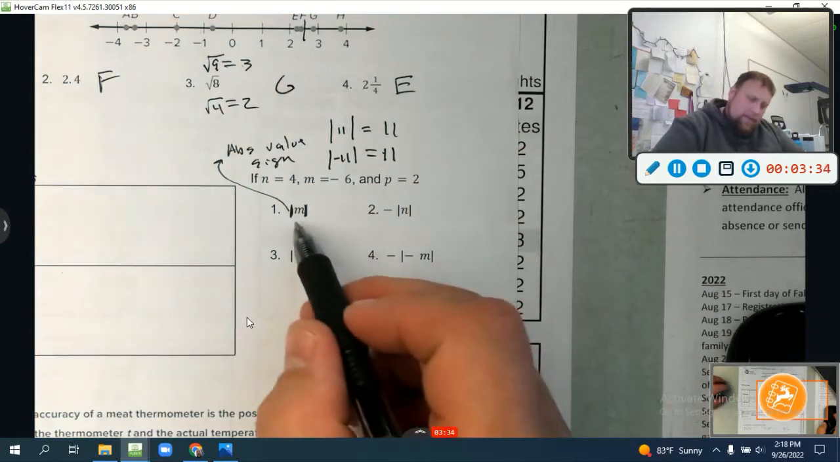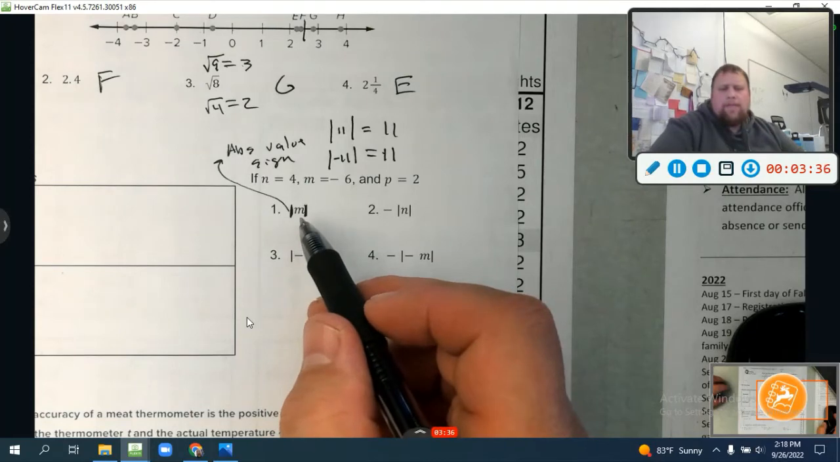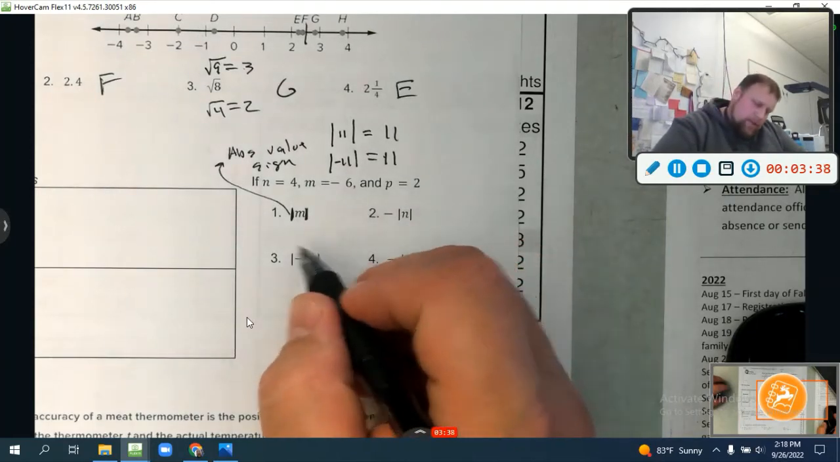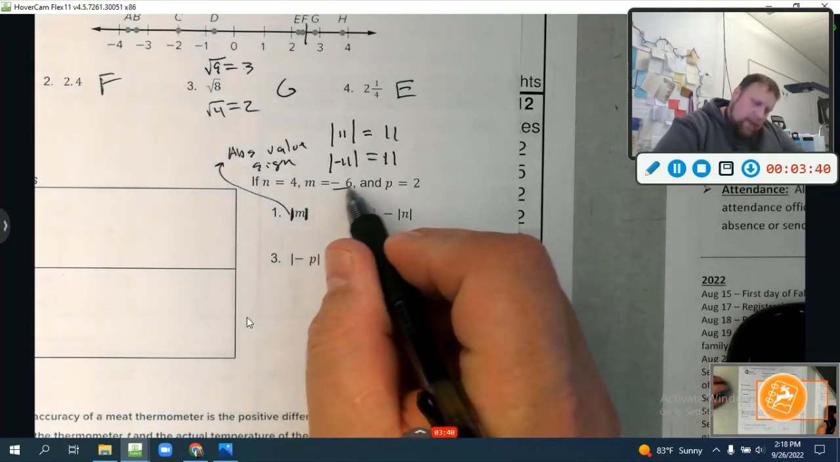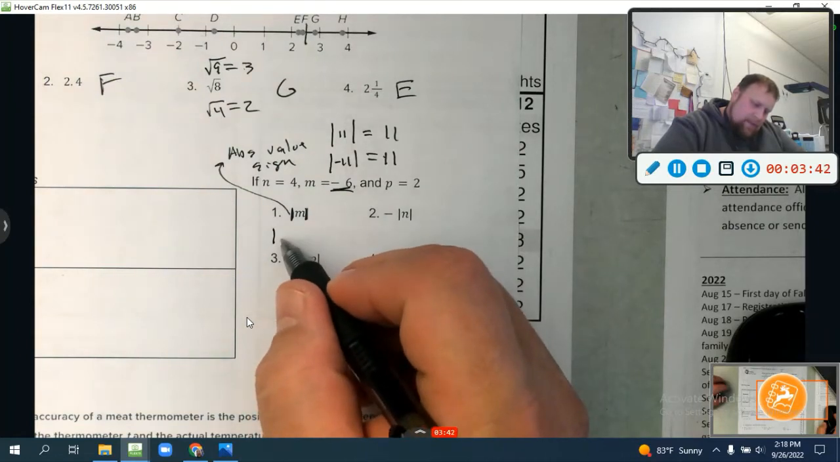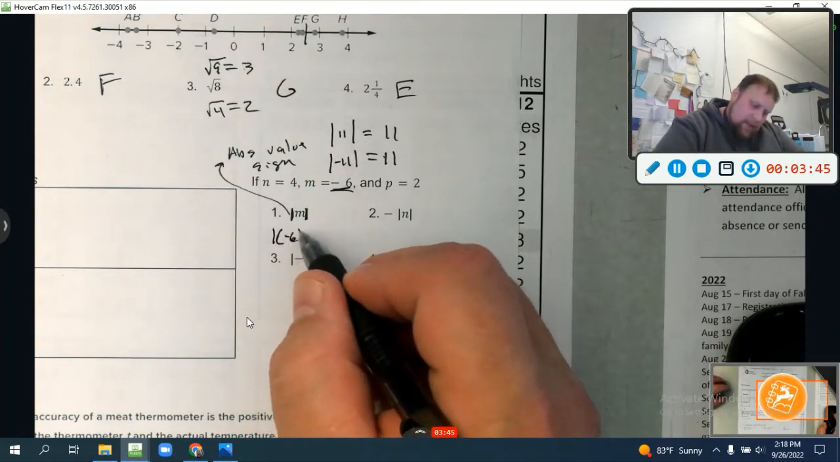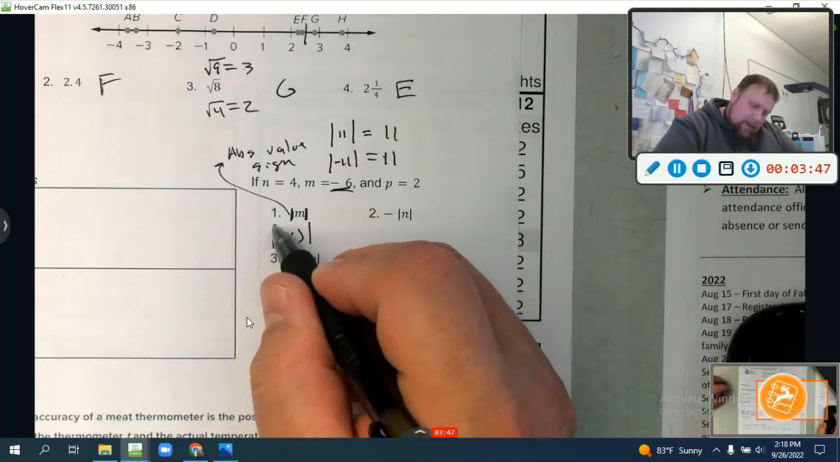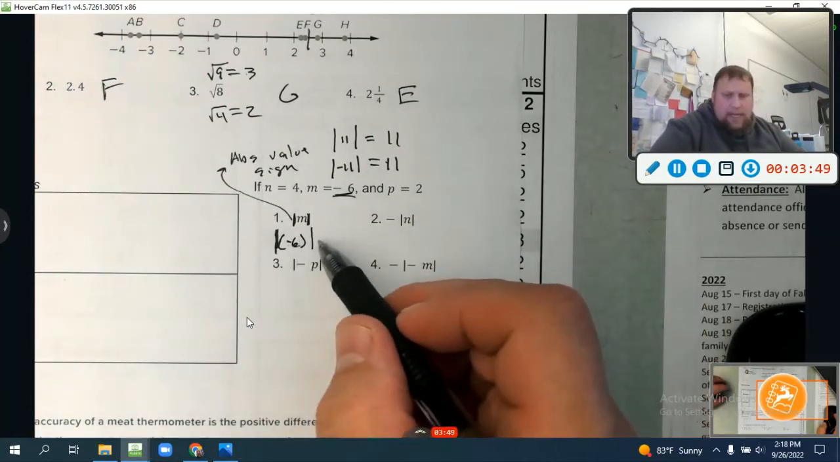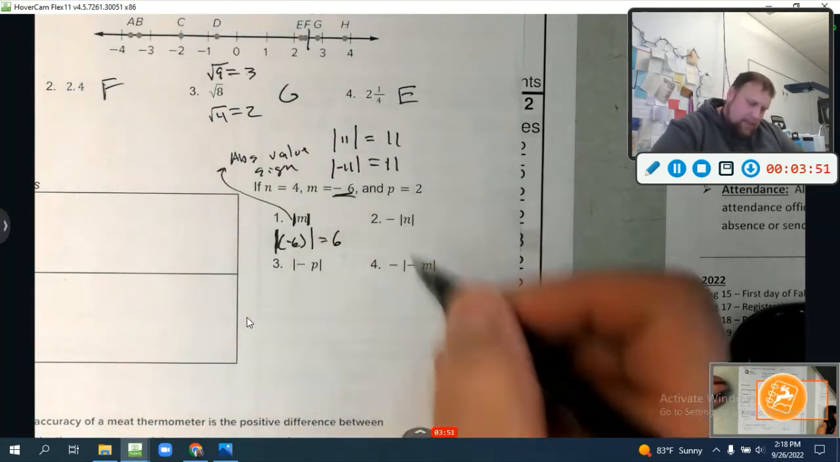All right, and for these, I want you to make a habit of filling in unknowns with a parenthesis. So if m equals -6, then it's going to be absolute value of (-6). See how I did those parentheses inside the absolute value? And what's the absolute value of -6? Well, that's just positive 6.